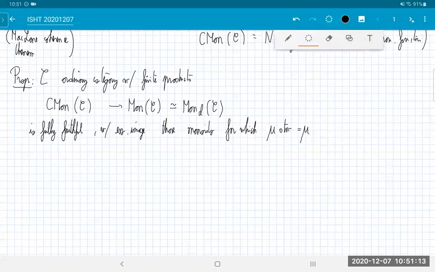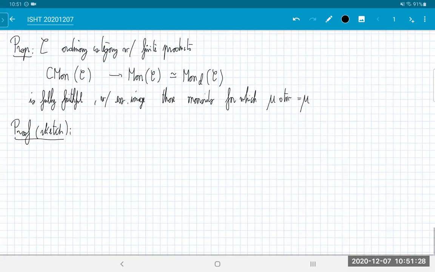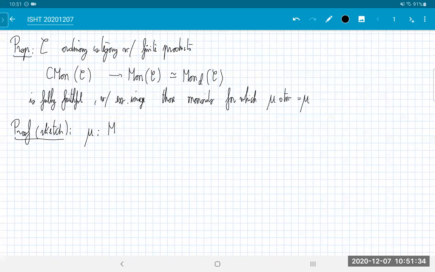Let me not do the full details, but the first is that the image lands in the subcategory of the commutative things, and that's clear because, let's see, mu now is going to be given by this composition. If you unwrap what it does, there is, sorry, I need one plus.